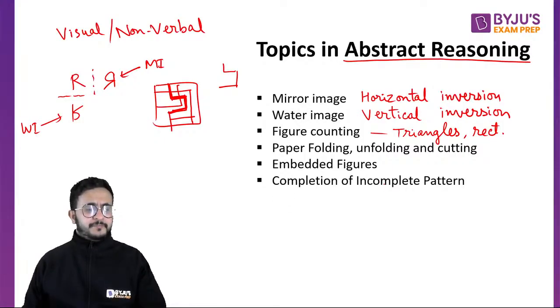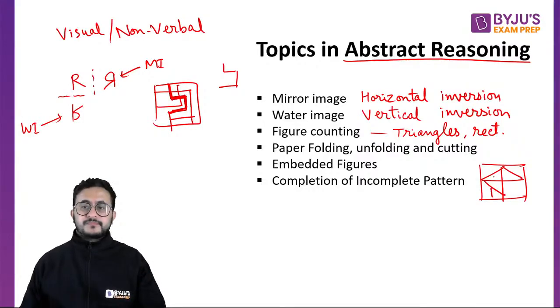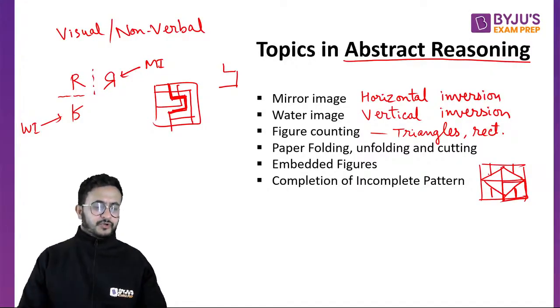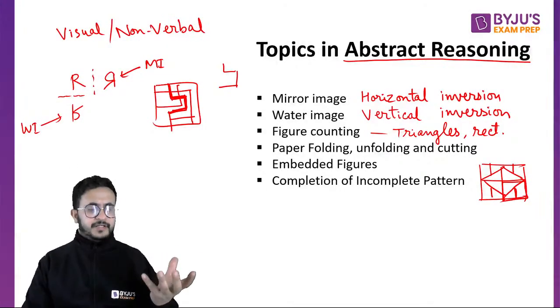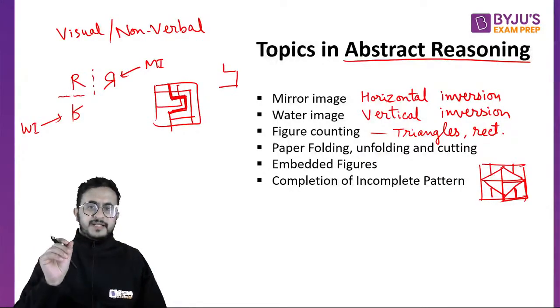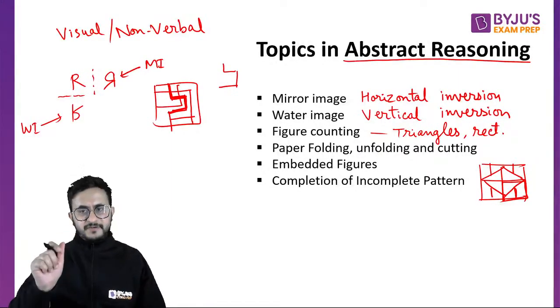Then completion of incomplete pattern. Let us say they have given you a figure like this, and they ask you what will come in this place, right? So we know that these are joined diagonally, so something like this and this will come in this place. So they will give you three parts and ask you to fill the fourth part. So other parts are given to us, one part is missing, we have to fill that part.